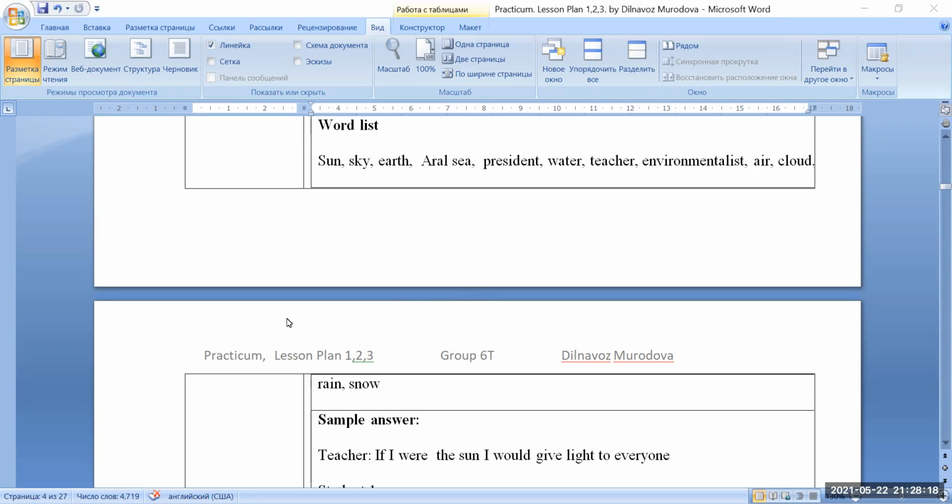And then in my opinion, it's the turn for Aziza. Yes, Aziza, what would you do if you were water? If I were water, I would be very clean. Oh, very good idea. Without any waste. Yeah, transparent. Okay, thank you very much. Yes, Muqaddama, what would you do if you were a teacher?